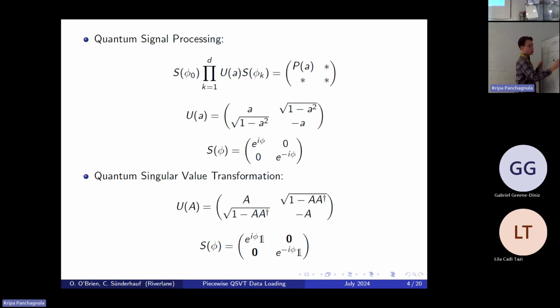And then I have my S, and then my U again. When I multiply these all together, the top left entry is going to become something like A squared e to the i phi plus e to the minus i phi times 1 minus A squared. And then the other entries will be some junk we don't necessarily care about. What we care about is what's happening in this top left entry.